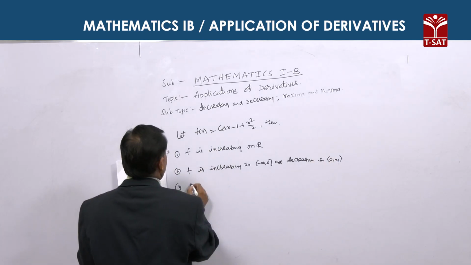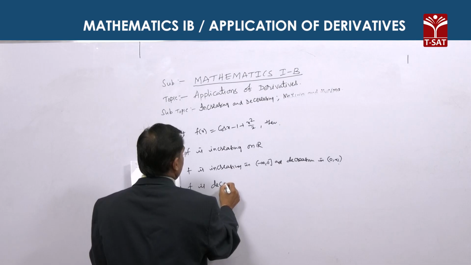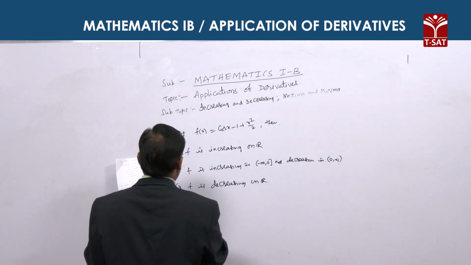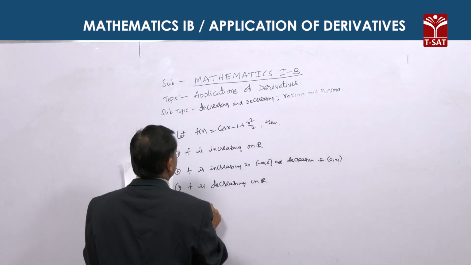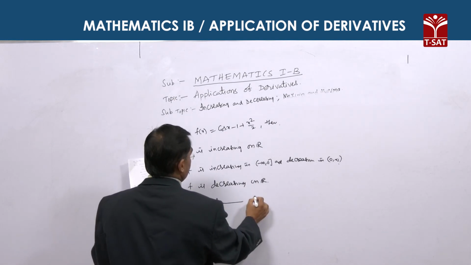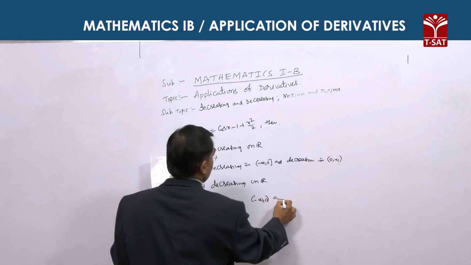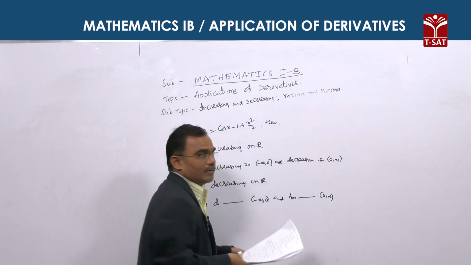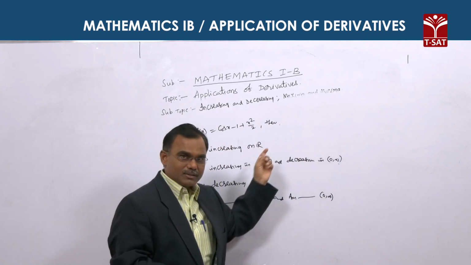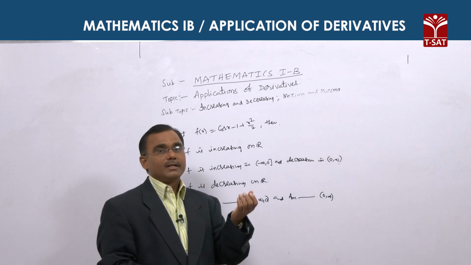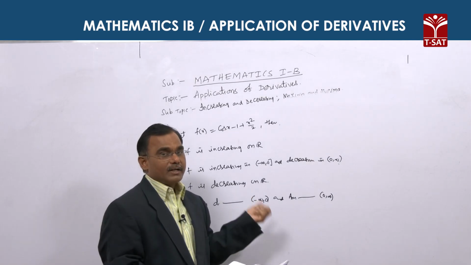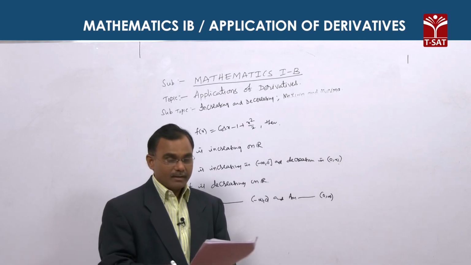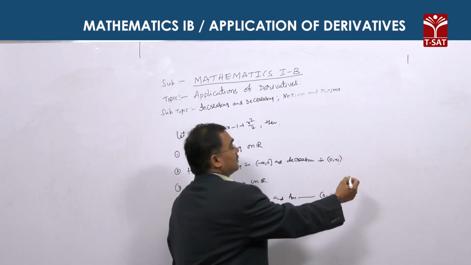The third answer is f is decreasing on R. And the fourth answer is f is decreasing in the interval minus infinity to 0 and increasing in the interval 0 to infinity. This is the given question. The function f(x) is given. Find in which interval it is increasing and in which interval it is decreasing. For this, first find f of x, the given function.